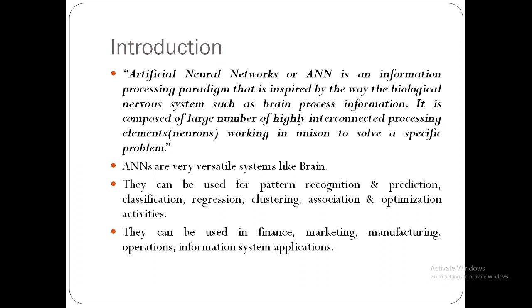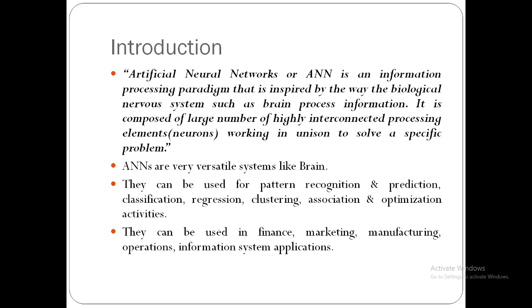Artificial neural network, or ANN, is an information processing paradigm that is inspired by the way the biological nervous system, such as the brain, processes information. It is composed of a large number of highly interconnected processing elements like neurons working in unison to solve a specific problem. The artificial neural networks are inspired by information processing models like a brain.